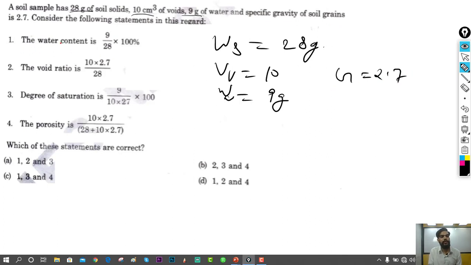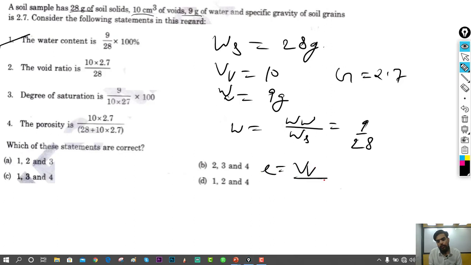In the first case, what do we have to find? We have to find the water content. What is the formula of water content? Weight of water upon weight of solid, meaning 9 divided by 28. So the first option is right. And what is point 2 asking? Point 2 is void ratio. Guys, remember the formula of void ratio is volume of void upon volume of solid.